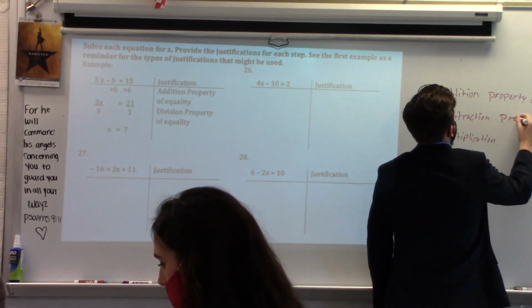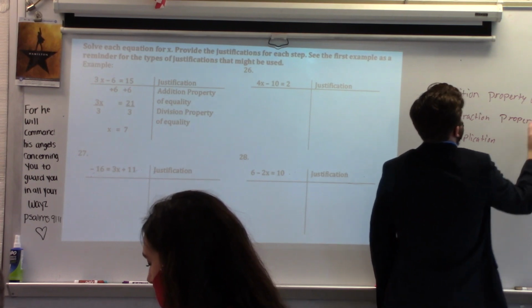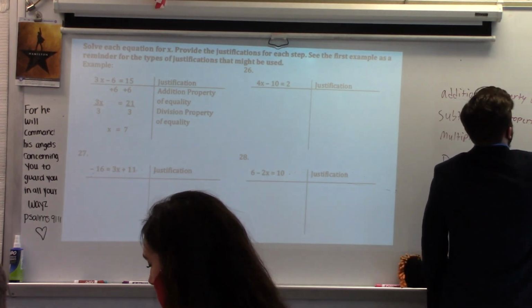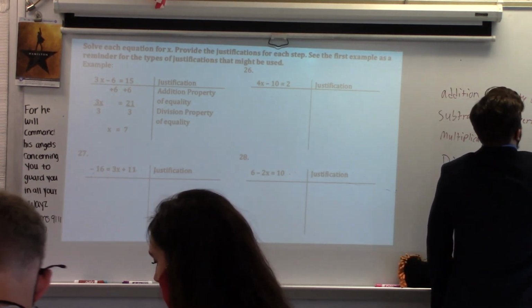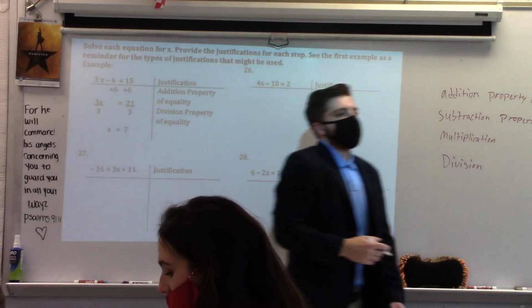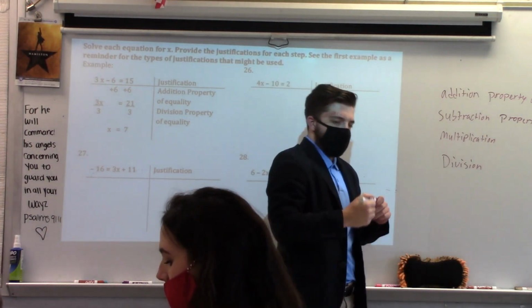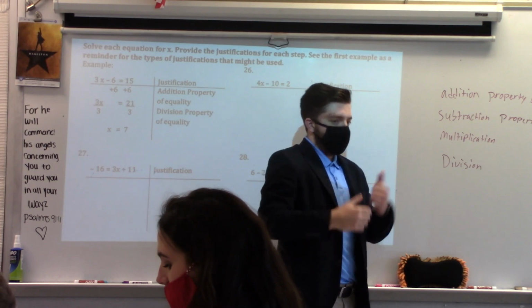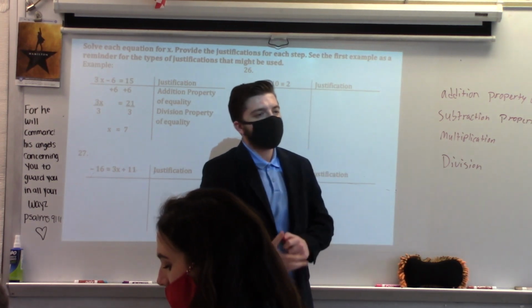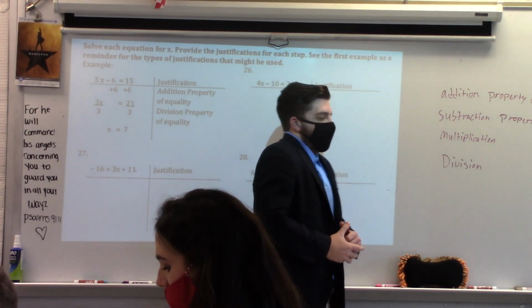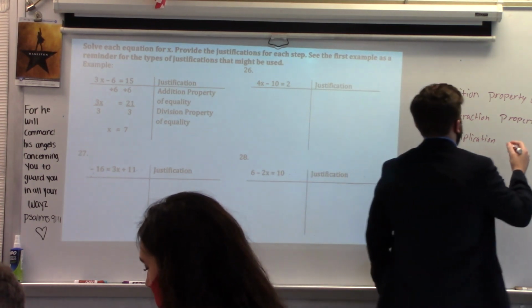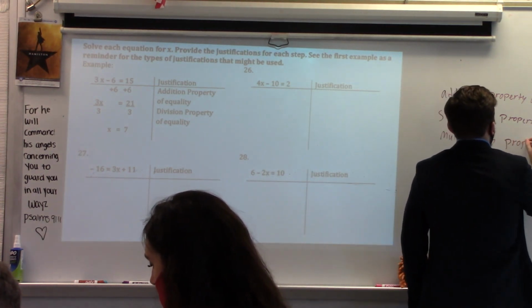So we said the addition property of equality is what we add to one side, we add to the other. Subtraction property of equality, what we subtract from one side, we subtract from the other. So what do you think multiplication is? What you multiply on one side, you multiply on the other. Exactly. What about division? What you divide on one side, you divide on the other. Exactly. It's not a trick question.